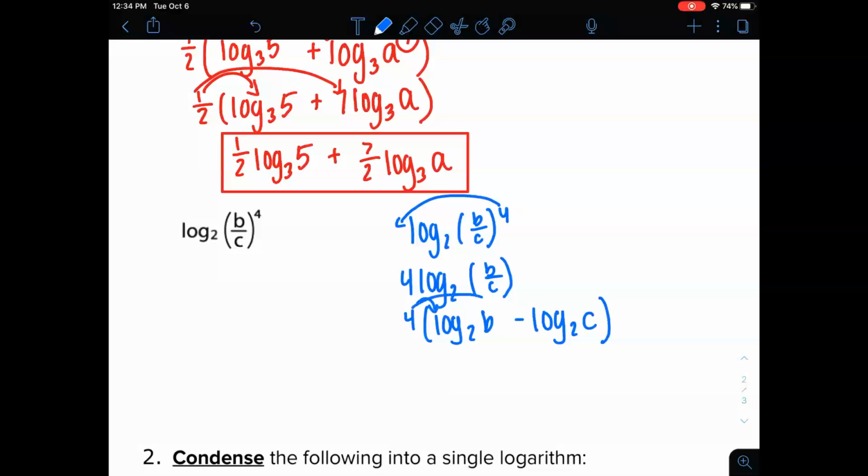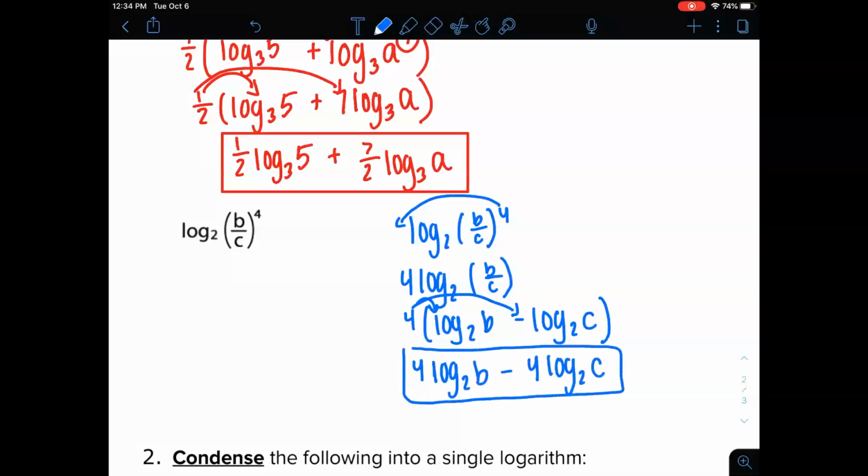Now again, to get rid of that parentheses, we use our distributive property. This becomes 4 times log base 2 of b minus 4 log base 2 of c. And again, that is my final answer. All right, that's if we were asked to expand these logarithmic expressions.